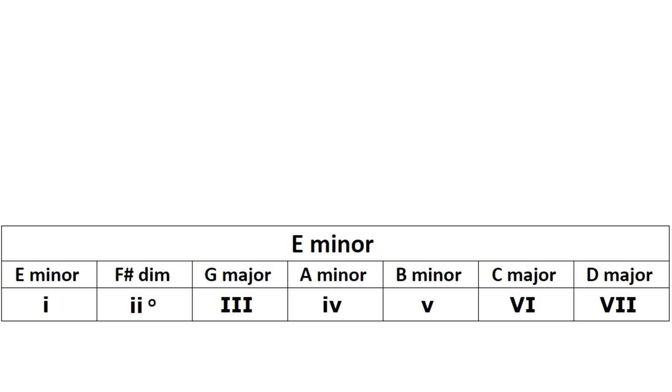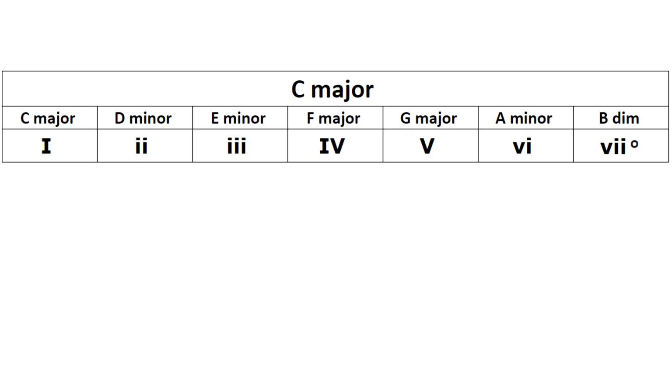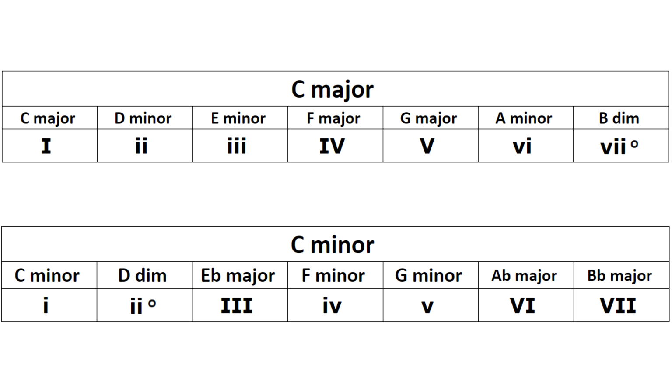Borrowed chords are often borrowed from the parallel minor key when we are in a major key, or the other way around: if we're in a minor key, we'd use borrowed chords from the parallel major key. To elaborate, let's say we have the key of C major. We have chords C major, D minor, E minor, F major, G major, A minor, and B diminished. The parallel minor would be C minor, which is actually E flat major, but we have the chords C minor, D diminished, E flat major, F minor, G minor, A flat major, and B flat major.